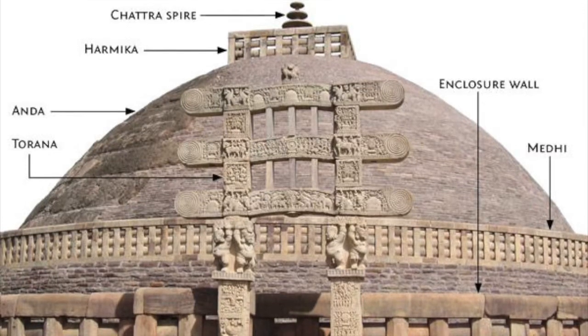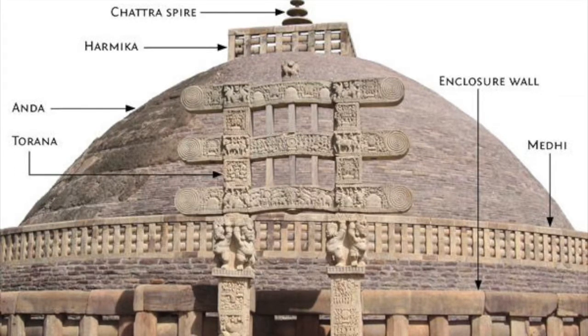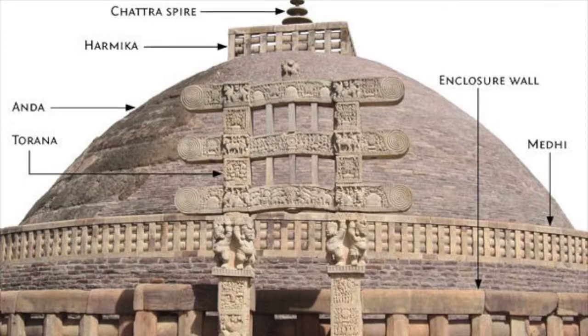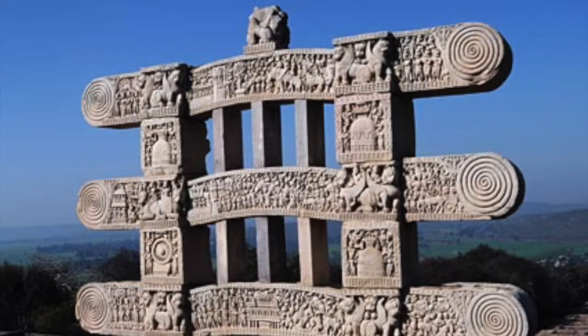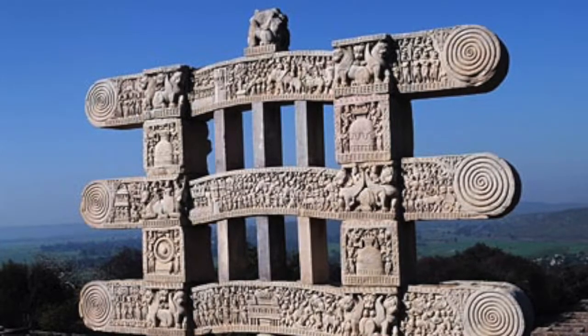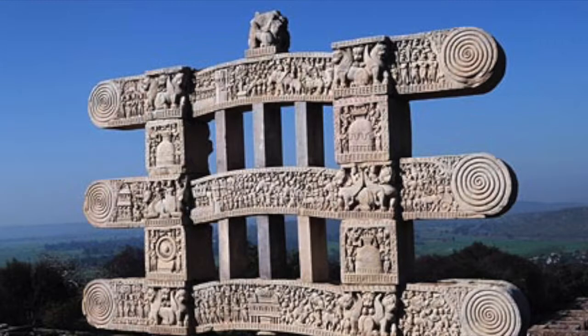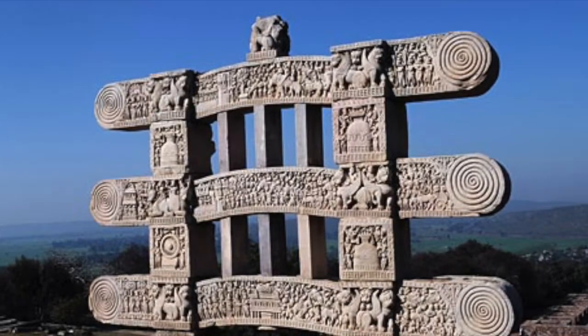Secondly, the medhi is most easily explained as being the circular terrace which is enclosed by a railing and surrounds the entire dome of the Sanchi Stupa. This allows for the faithful to circumambulate in a clockwise direction around the terrace.